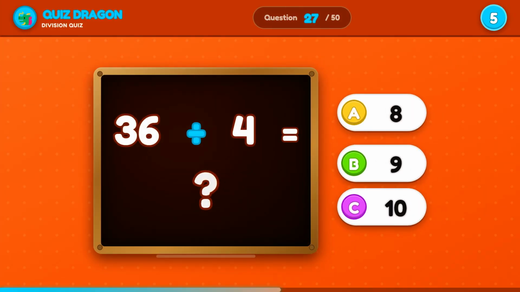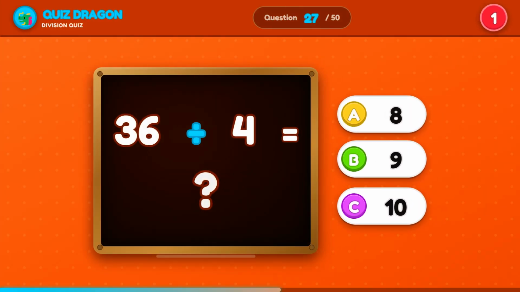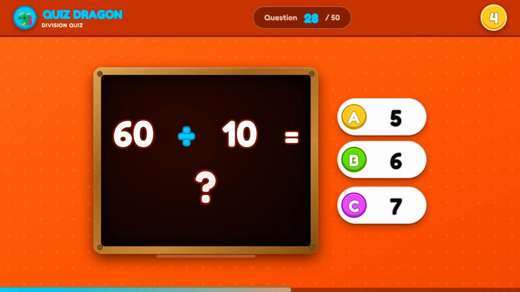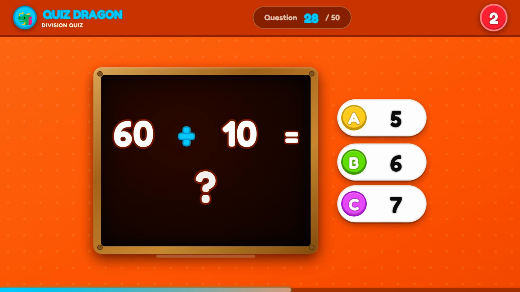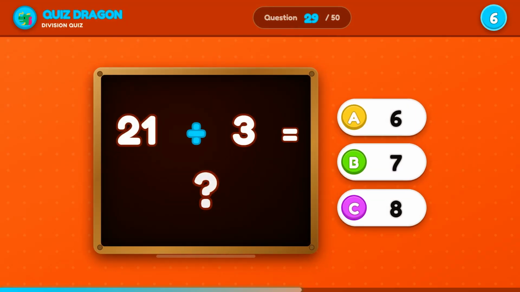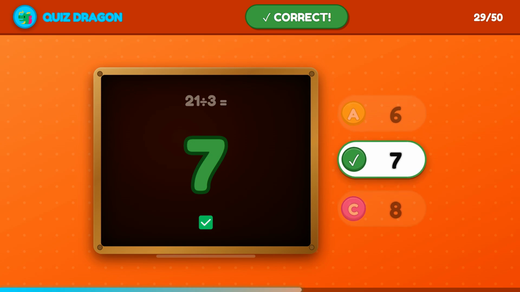Question 27. What is 36 divided by 4? The correct answer is B, 9. Question 28. What is 60 divided by 10? The correct answer is B, 6. Question 29. What is 21 divided by 3? The correct answer is B, 7.